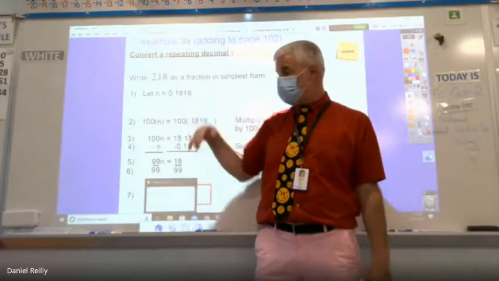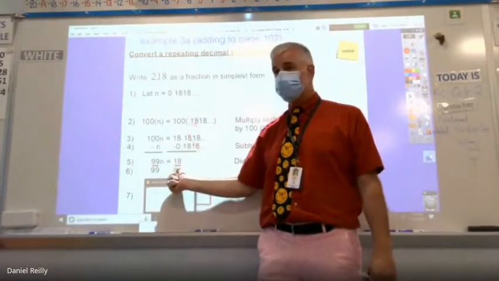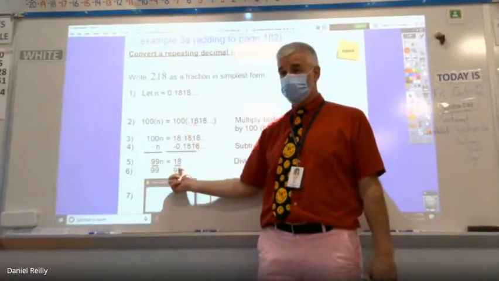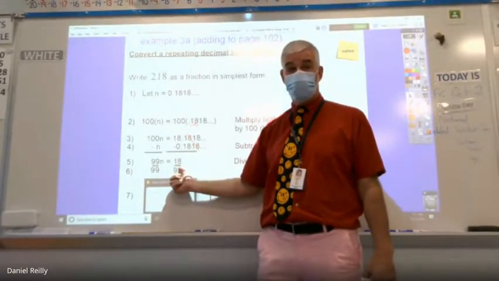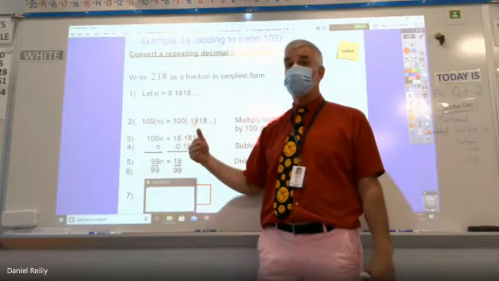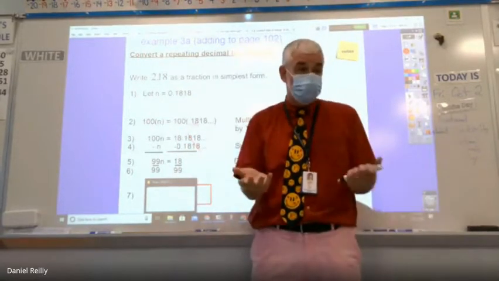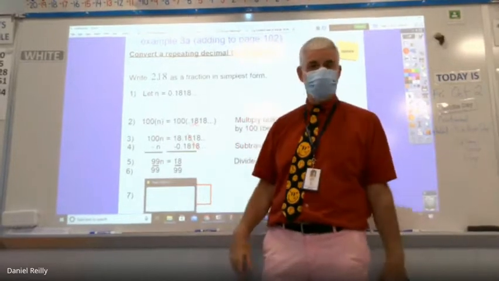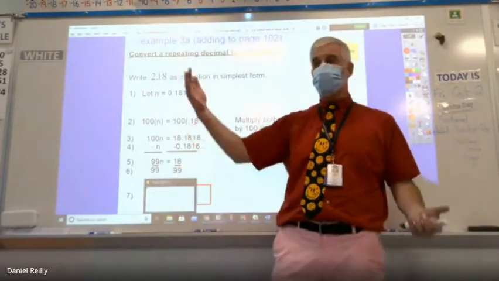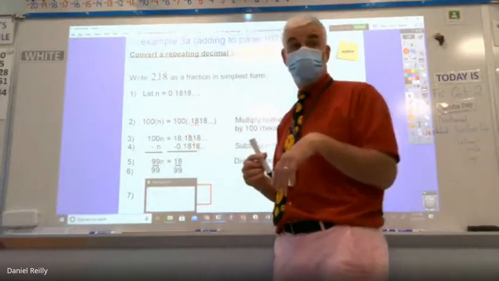0.18 repeating, you can go right to this step right here. Every time it's gonna work out the same way, right? So 0.23 repeating is 23 over 99. 0.72 repeating, 72 over 99, and then you can simplify it. Okay, so it always works that way.